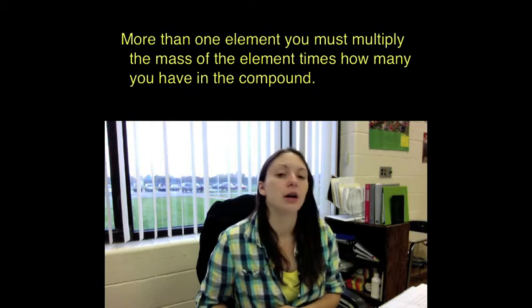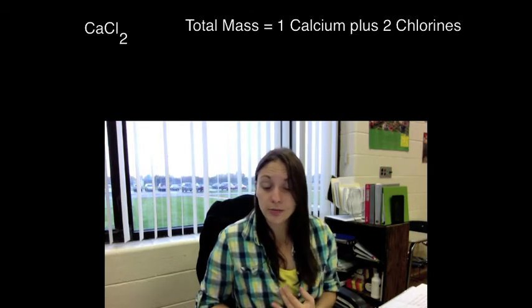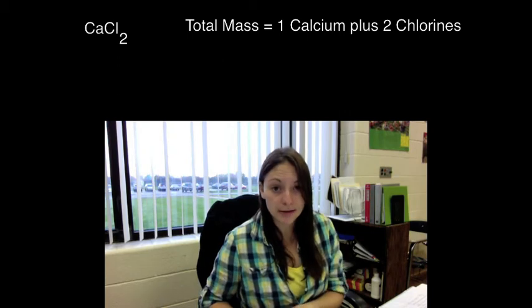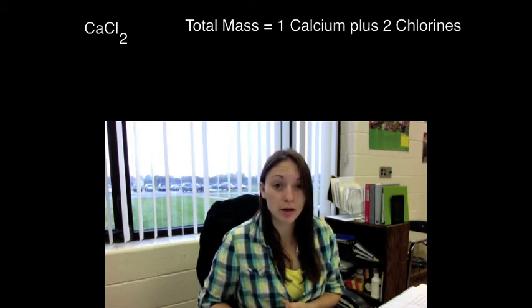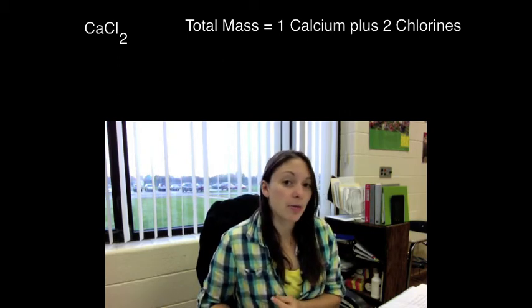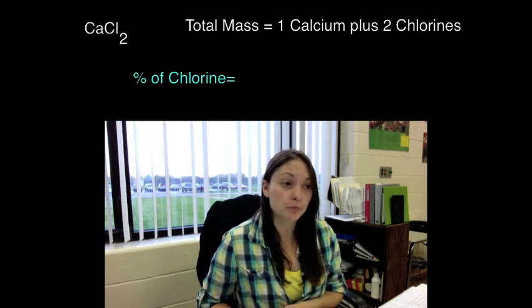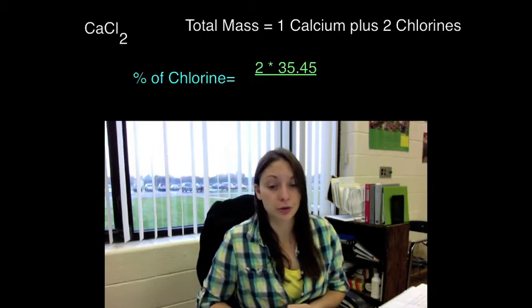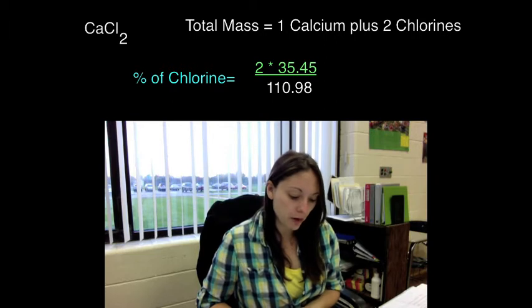For example, if I have CaCl2, in order to determine the percent composition of the compound, I have to take 1 calcium and 2 chlorines, their molar masses on the periodic table, and add them up, and I'll get a total. Then if I want the percentage of just the chlorine, I still have to take 2 times the chlorine and divide by the total.